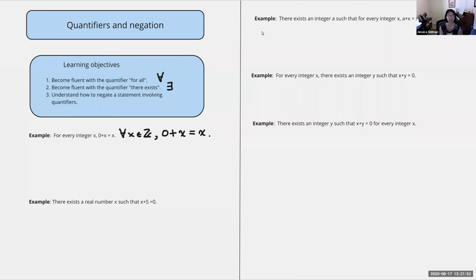Okay, so is this statement true or false? It's true. 0 plus x is equal to x for all integers x. Let's think about what the negation would be. So if we're negating the statement, for every x that's an integer, 0 plus x equals x, there's a cheap way to do it, and we're not going to do the cheap way. The cheap way is to say it's not true that for every x in Z, 0 plus x is x. So why aren't we going to do that?